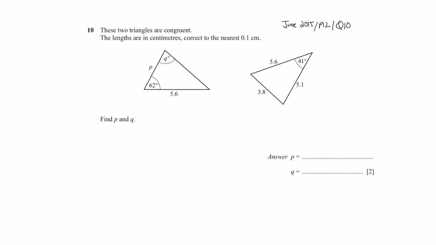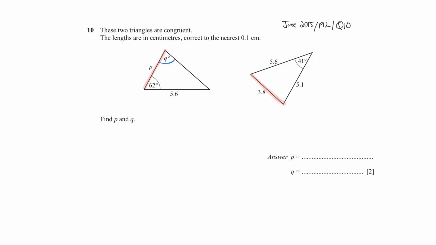Now let's try another question. In this question, these two triangles are congruent. The lengths are in centimeters, correct to the nearest 0.1 centimeter. We need to find the unknown values of p and q. Now p corresponds to this length, whereas over here p should be this, because these two are the corresponding lengths. If you don't figure out the value of p immediately, try solving for q first.